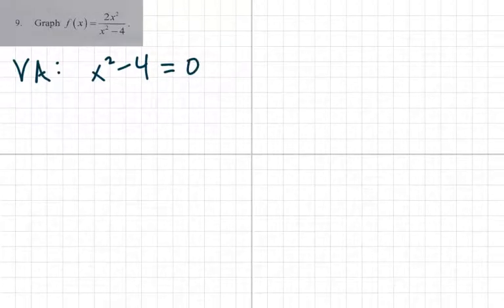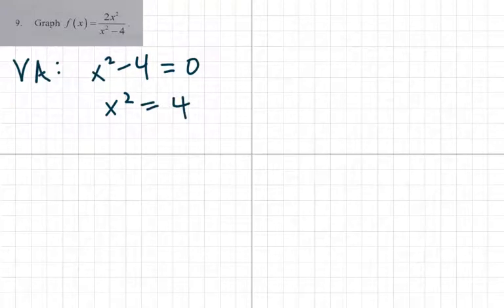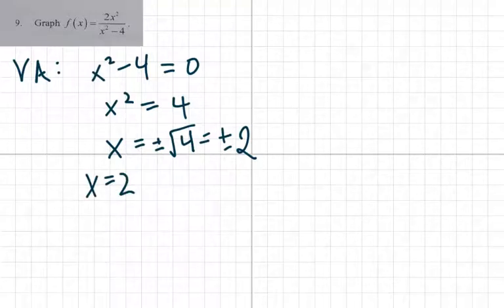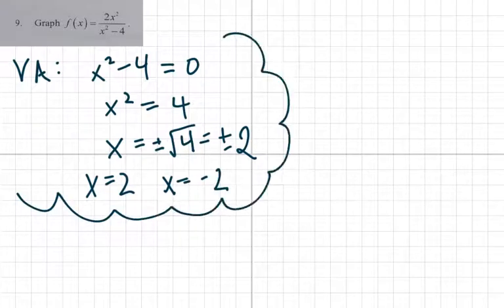When I solve this, I'll get x squared is equal to positive 4. That's good. Then I take the square root of both sides, and I get that x is equal to positive or negative square root of 4, which is equal to positive or negative 2. Okay, so we get our two vertical asymptotes in this problem. Sometimes you'll have one, sometimes you can have a lot more than that, but this time we have two. It's at x equals 2 and x equals negative 2. So that's for our vertical asymptotes.